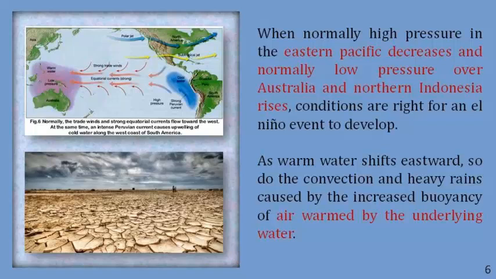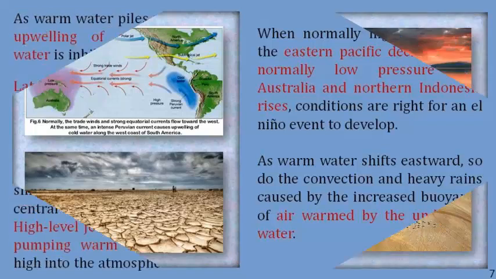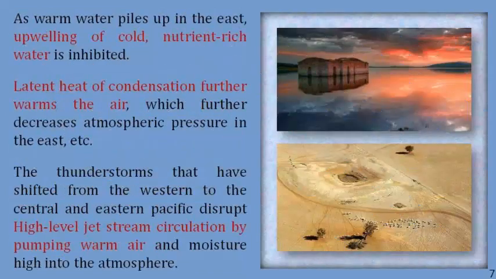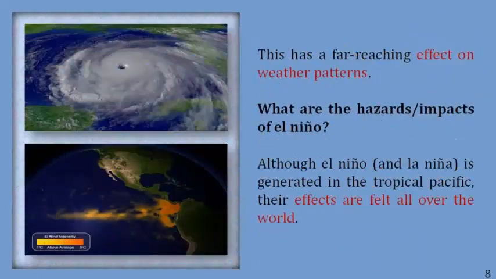As warm water shifts eastward, so do the convection and heavy rains caused by the increased buoyancy of air warmed by the underlying water. As warm water piles up in the east, upwelling of cold, nutrient-rich water is inhibited. Latent heat of condensation further warms the air, which further decreases atmospheric pressure in the east. The thunderstorms that have shifted from the western to the central and eastern Pacific disrupt high-level jet stream circulation by pumping warm air and moisture high into the atmosphere. This has a far-reaching effect on weather patterns.